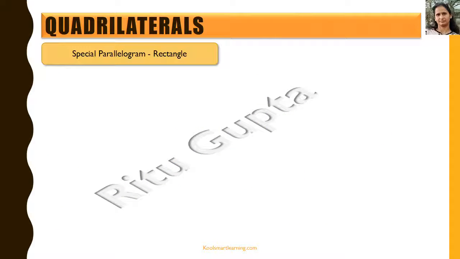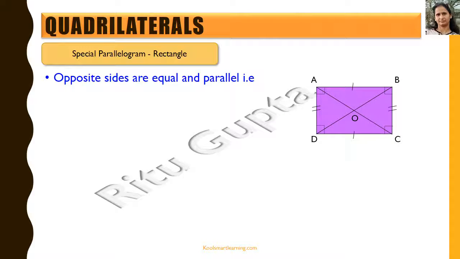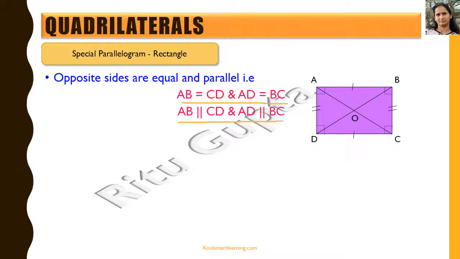So friends, now we'll look at special cases of parallelogram. We know rectangle, and now we'll see rectangle as a special case of parallelogram. As we know, in a parallelogram opposite sides are equal and parallel. So if we look at this figure, we can say AB is equal to CD and AD is equal to BC, and they are also parallel. So AB is parallel to CD and AD is parallel to BC.